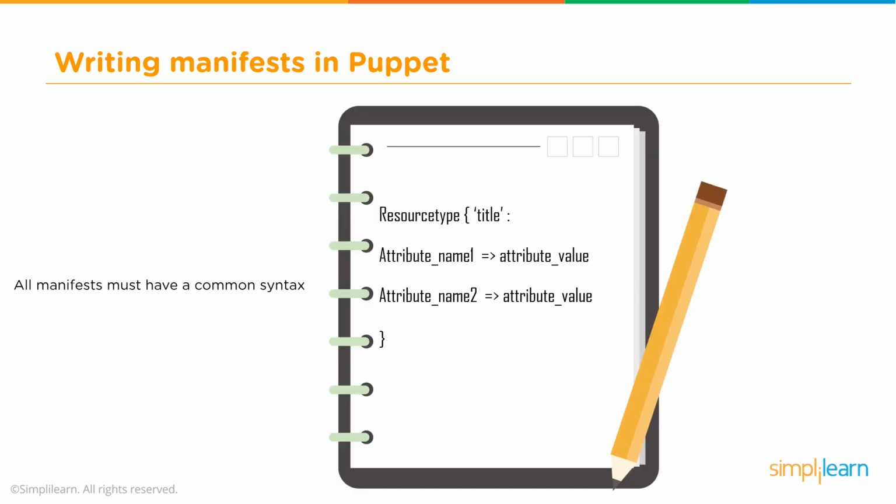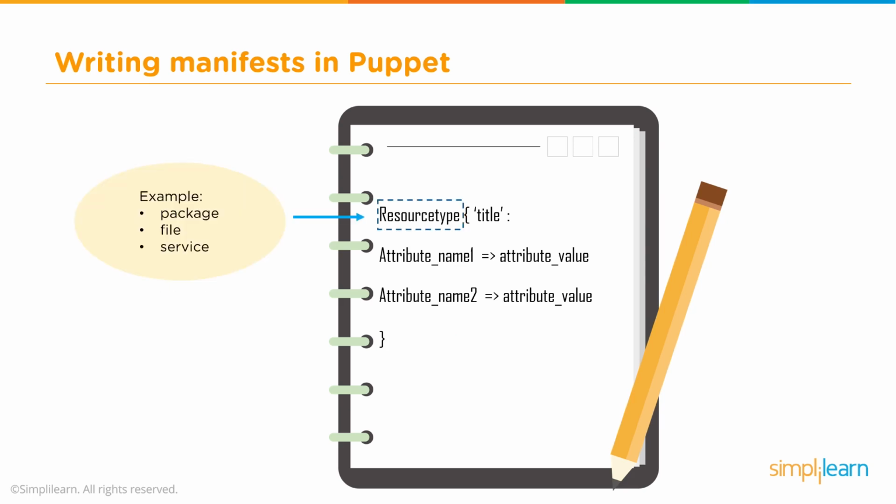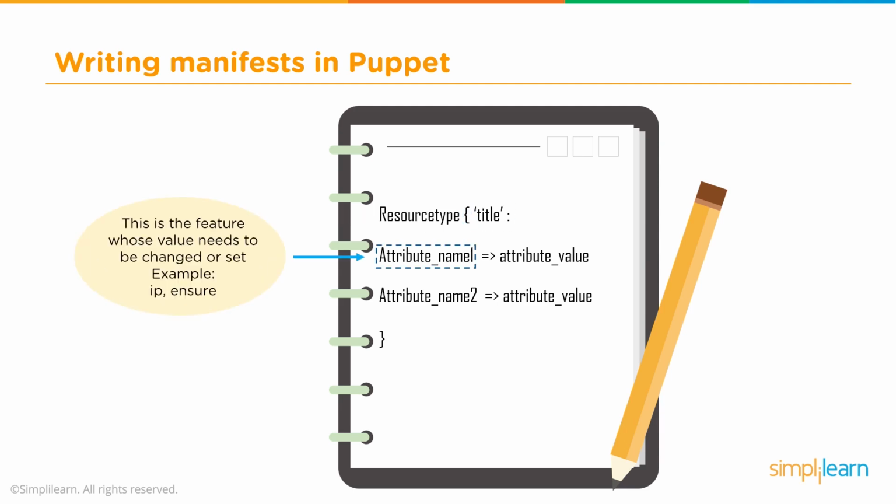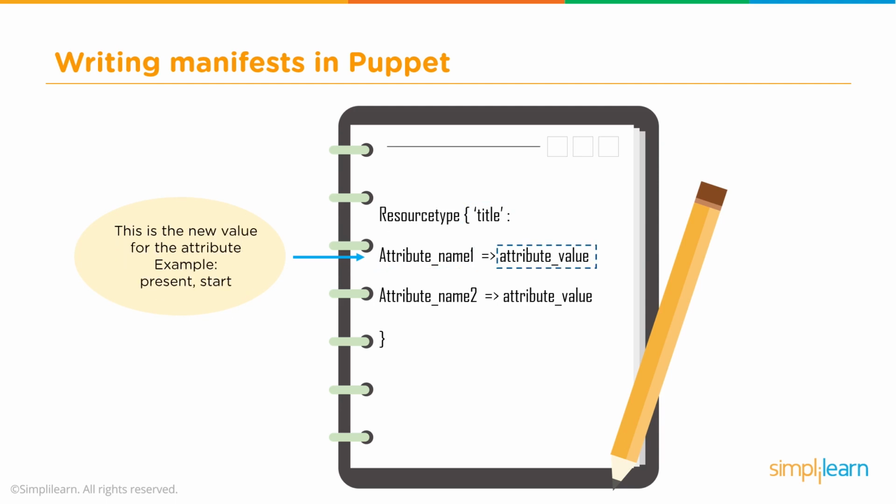If we actually look into how a manifest is written, it's written with a very common syntax. If you've done any work with Ruby or really configuration of systems in the past, this may look very familiar to you. So we break out the work that we have here. You start off with a package, file, or service as your resource type, and then you give it a name, and then you look at the features that need to be set, such as IP address. Then you're actually looking to have a command written, such as present or start. The manifest can contain multiple resource types.